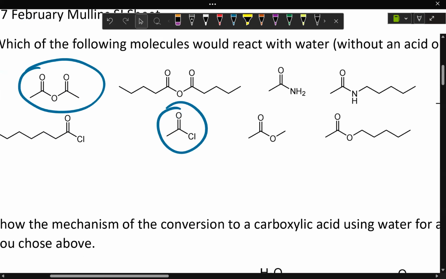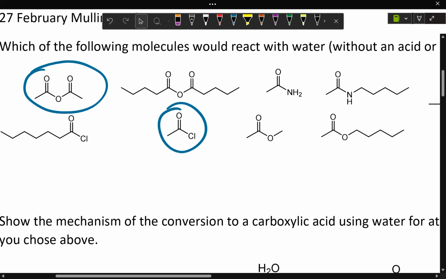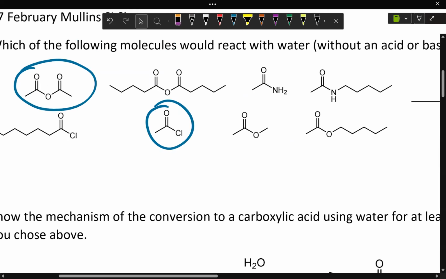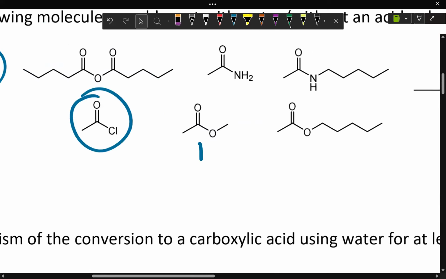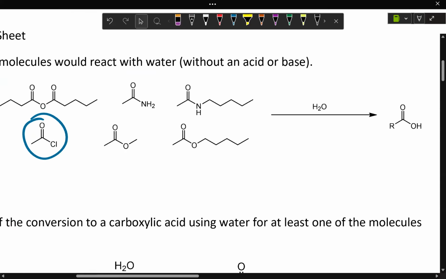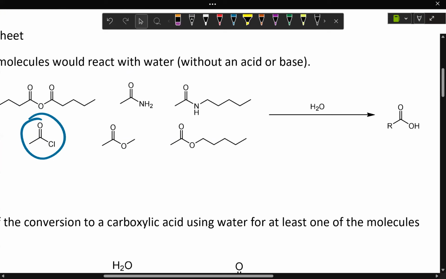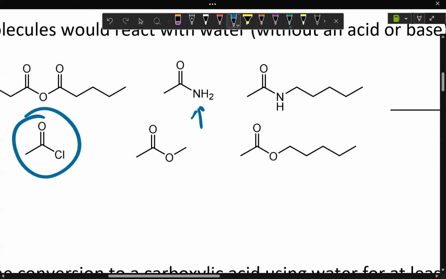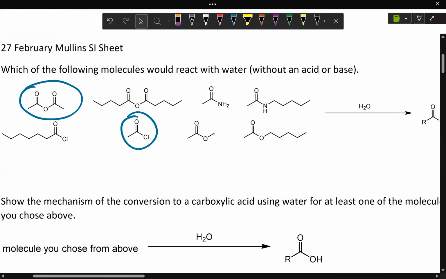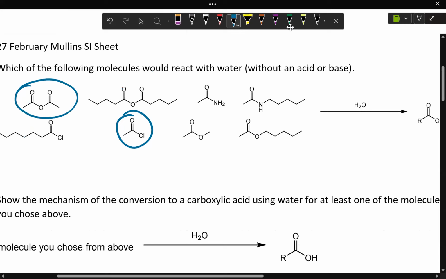An acid chloride and an anhydride are at the top of the carboxylic acid derivative ladder. When you're going down and you get past the anhydride, the reactivity really falls off. So although this ester is small, an ester isn't going to react with water to create a carboxylic acid. It's not reactive enough. And an amide is even less reactive than an ester, so an amide isn't going to react either. So just these two molecules are going to react with water to create the carboxylic acid.